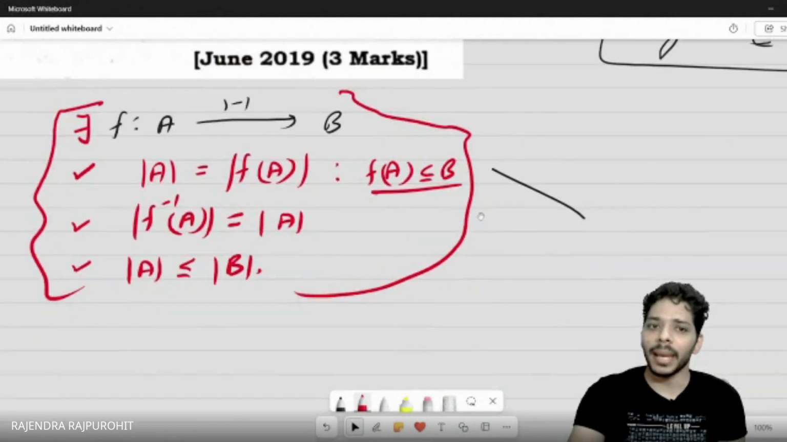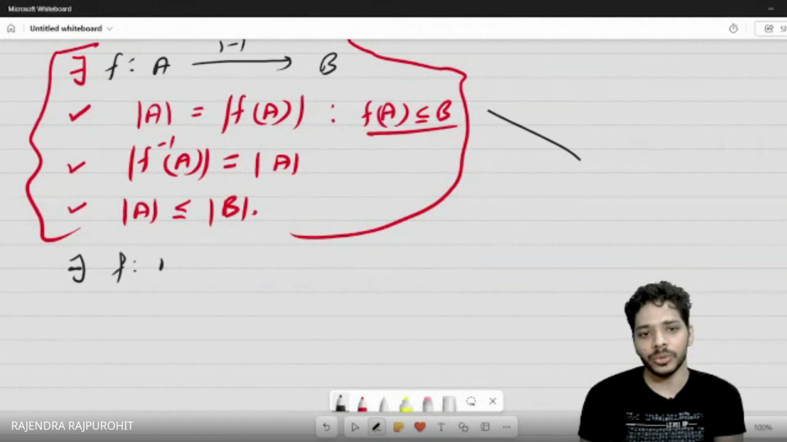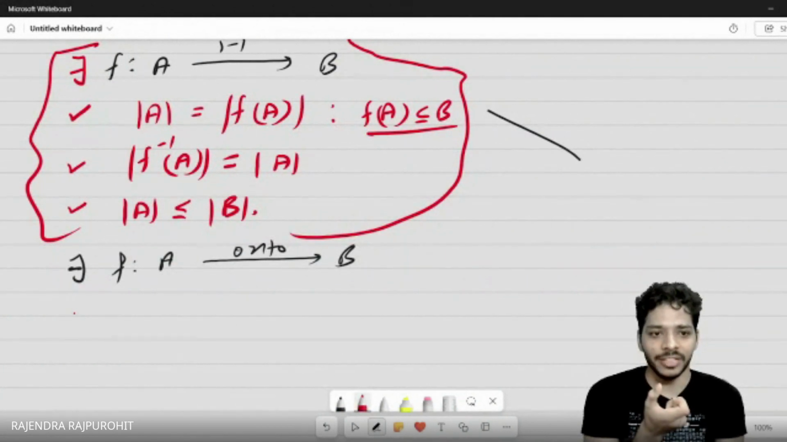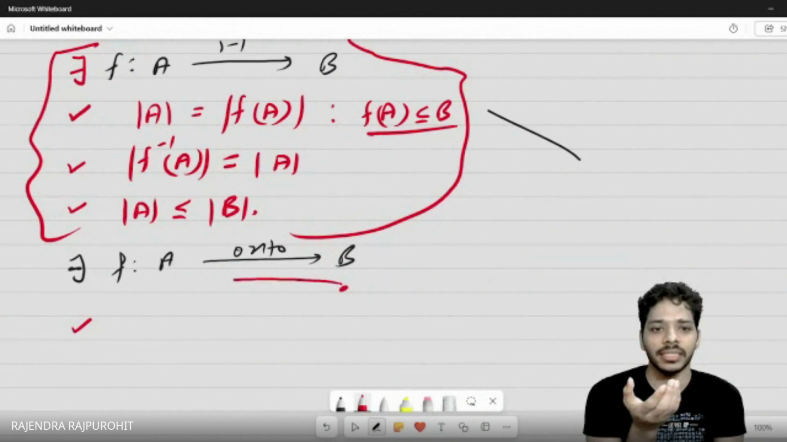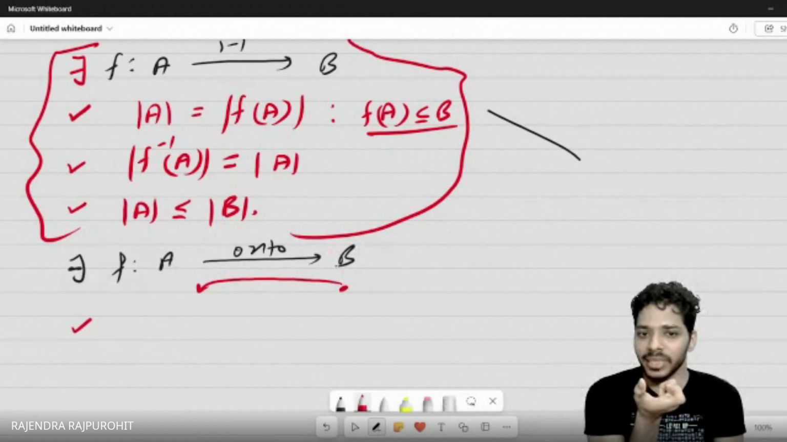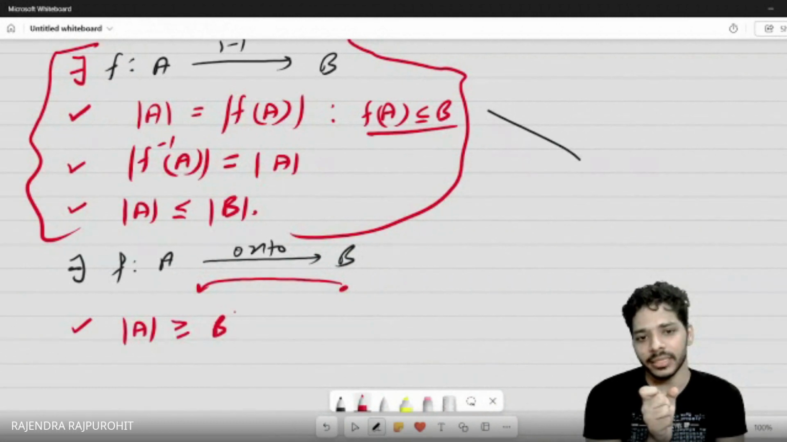How about having an onto map? What if there exists f from A to B which is onto? What can you say about this one? In this scenario, the very first result is that for every element in B you have at least one element in A. That is the definition of onto, no? Every element from here has an inverse image. Now, one inverse image or more than one, we don't know. For every element in B, we have an inverse image in A, right? So the first result is that the cardinality of A is always greater than or equal to the cardinality of B. That is all.